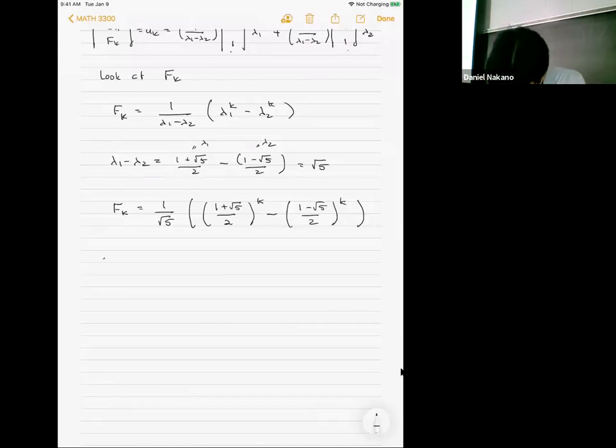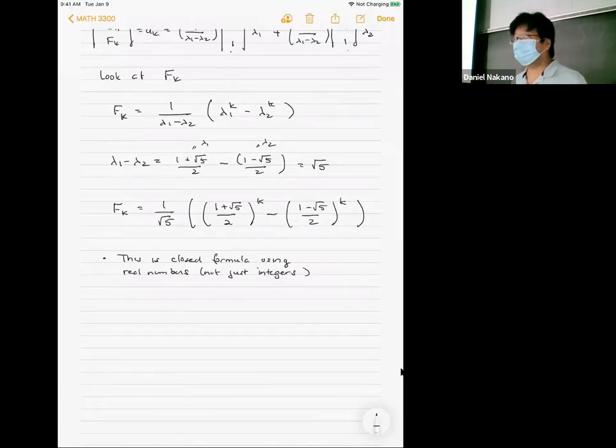So let me just remark, this is a closed formula using actual real numbers, not just integers. Okay. And what's sort of amazing about it is if I pick any single k, this thing has to be an integer, even though you have irrational numbers in here. Right? And I find it quite amazing that if you pick k equals 2 million, this will still spit out an integer. Okay.